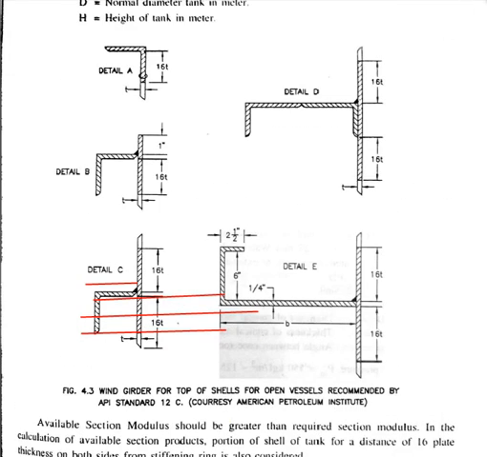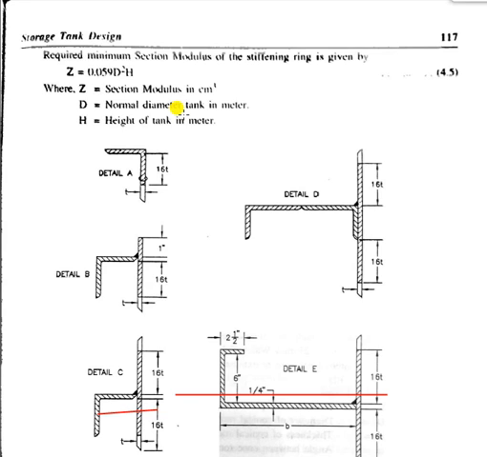In the figure, a number of various types of girders are given: wind girders for the top of the shell for open vessels recommended by the API standard, the American Petroleum Institute standard. Details A, B, C, D and E are given, which have different thicknesses and different heights.